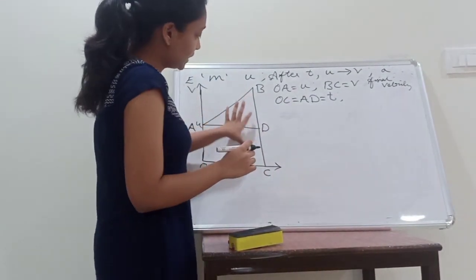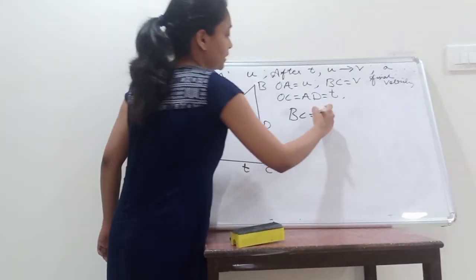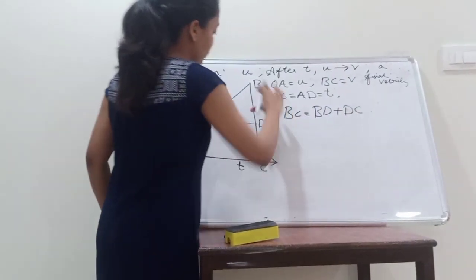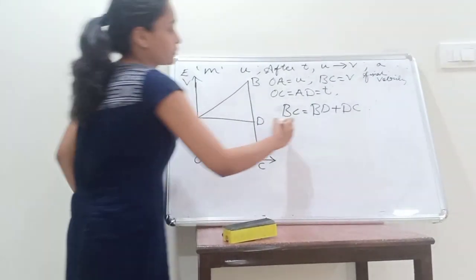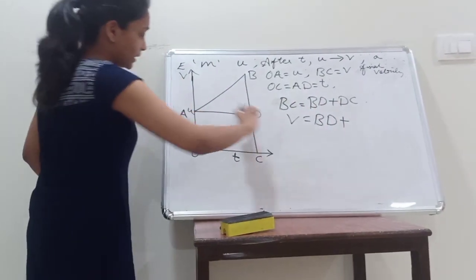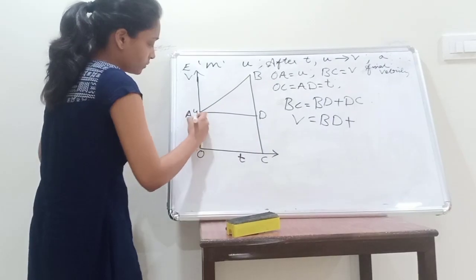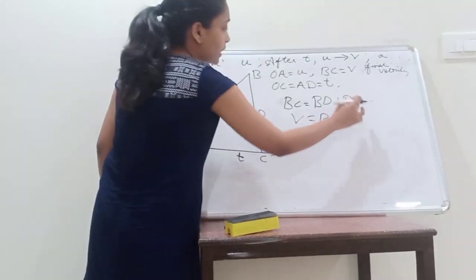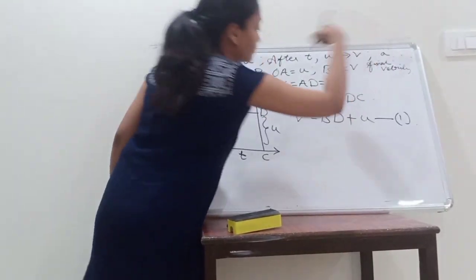We know that BC is equal to BD plus DC. BC is v, plus DC is nothing but OA. OA is u. So DC will also be u. So let's write u in place of DC. Let this be equation 1.